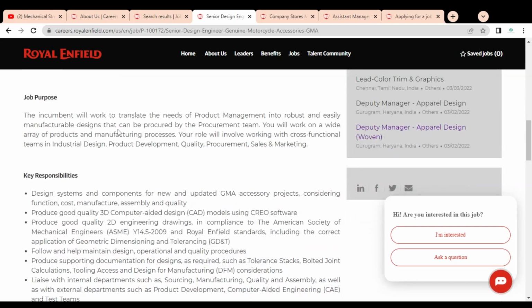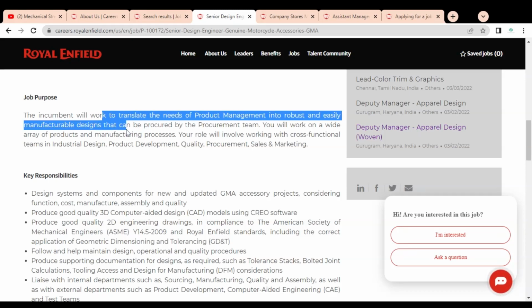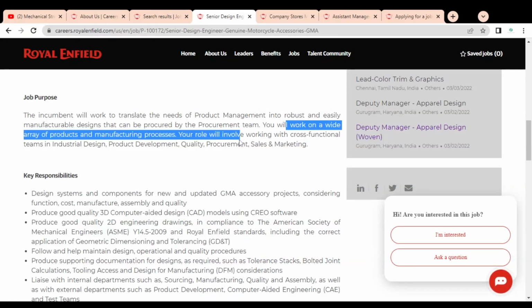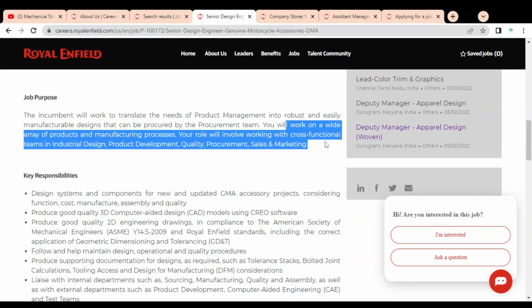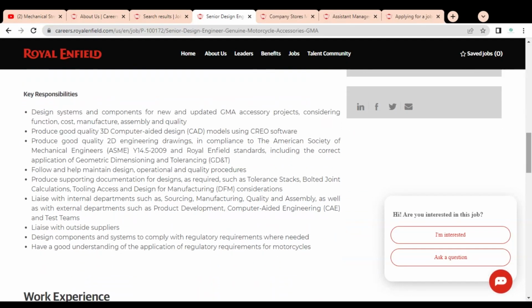Then you can see the job purpose is given, that is you will work to translate the needs of the product management into robust and easily manufacturable designs that can be procured by the procurement team. You will work on a wide array of products and manufacturing processes, and your role will involve working with cross functional teams in industrial design, product development, quality, procurement and sales and marketing.